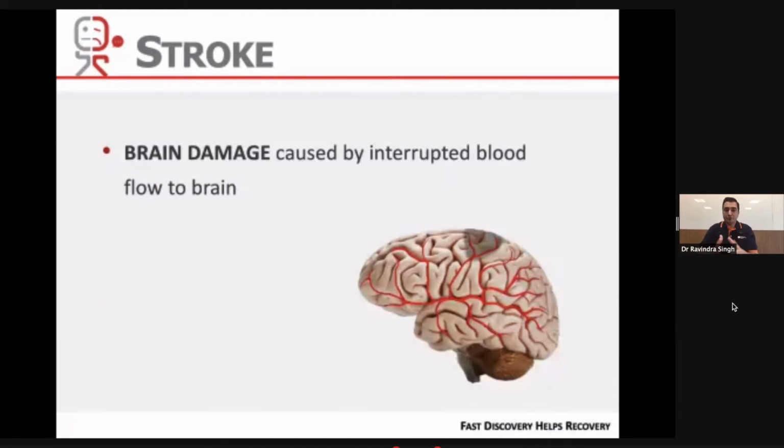Just to define stroke in simple language: brain damage caused by an interrupted blood supply to the brain. That means whenever there is a blood supply cut off to the brain, there will be brain damage, and we call it stroke.